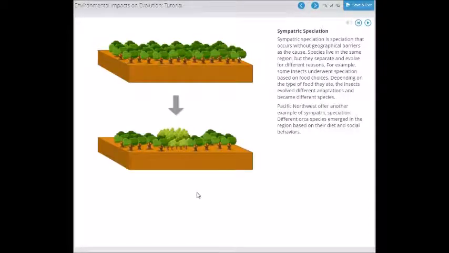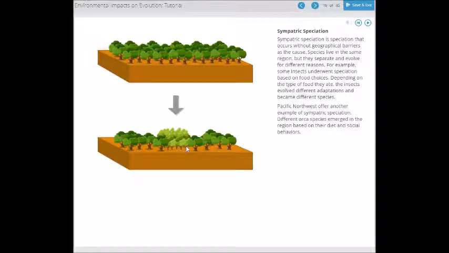Sympatric speciation is when the same kind of thing occurs, but there's no physical or geographical barrier. There's something else that causes members of this species, the offspring, to be isolated from each other. This one's a little bit harder to understand, but there are some examples. Some insects underwent speciation because some of them changed the way they eat. We'll talk about a spider in a minute.